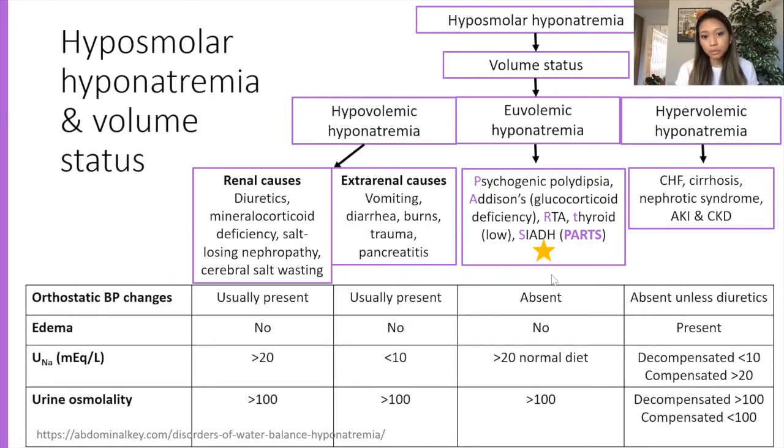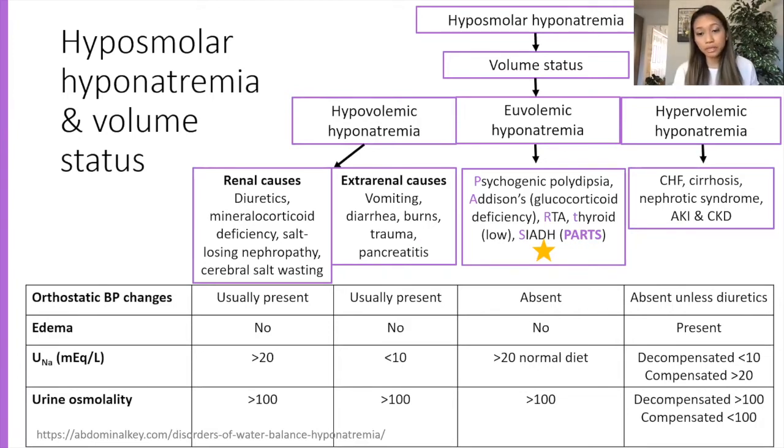For euvolemic hyponatremia, we have psychogenic polydipsia, Addison's, which is the glucocorticoid deficiency, RTA, renal tubular acidosis, thyroid, it's hypothyroid, but for the sake of the mnemonic, we just call it thyroid, and remember it's low, and syndrome of inappropriate antidiuretic hormone. And a mnemonic I noticed for that is PARTS. You can change it if you want. It can say STRAP, it can say STARP, which is not a real word, but if you choose to remember it like that, that's fine.